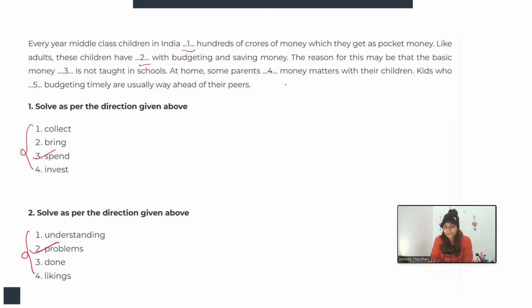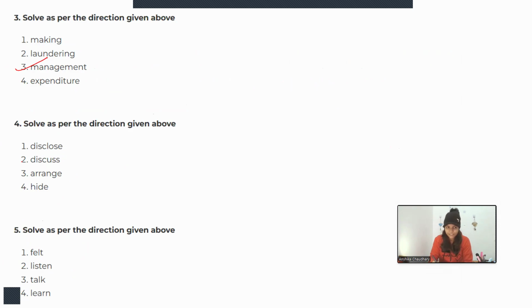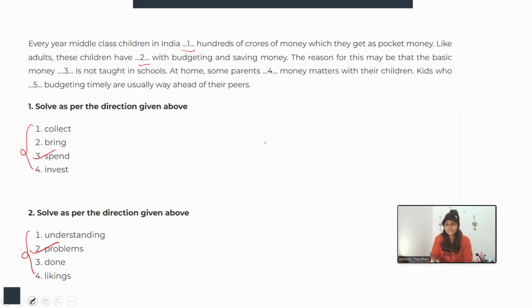At home, some parents money matters with their children. Some parents discuss money matters with their children, right? Discuss, yes, discuss money matters with their children. Kids who budgeting timely, that means they are learning that money budgeting or money management timely, are usually way ahead of their peers, right?